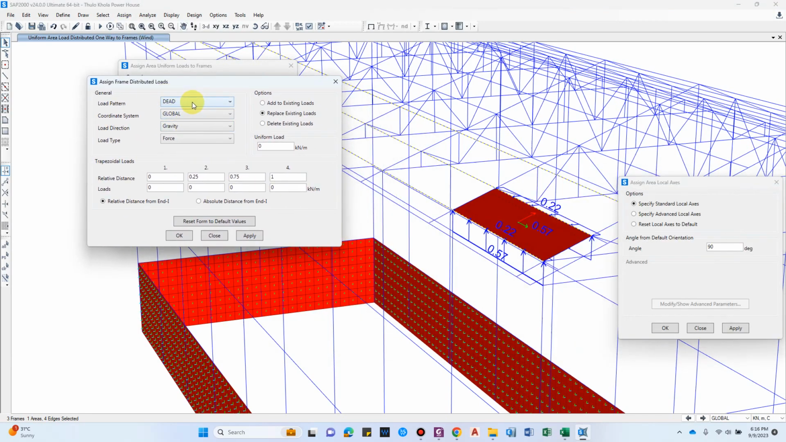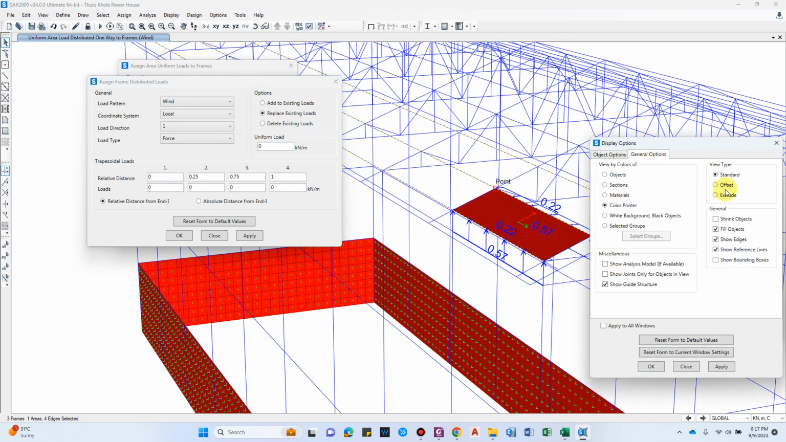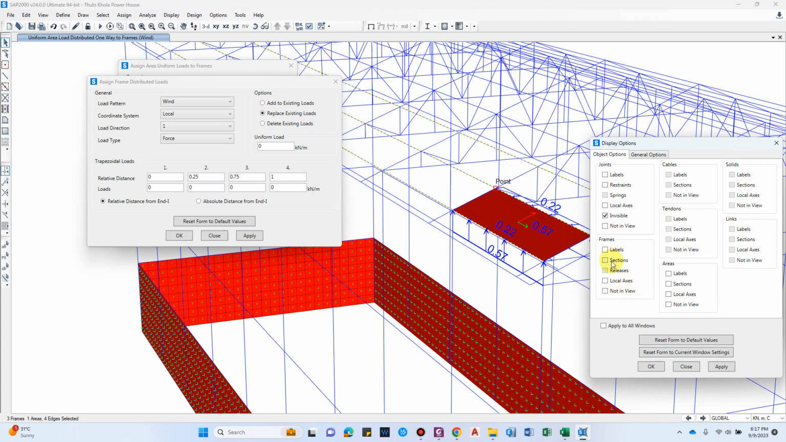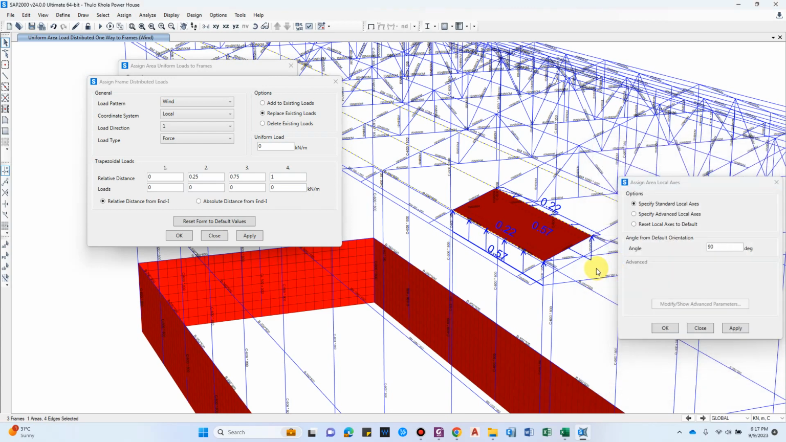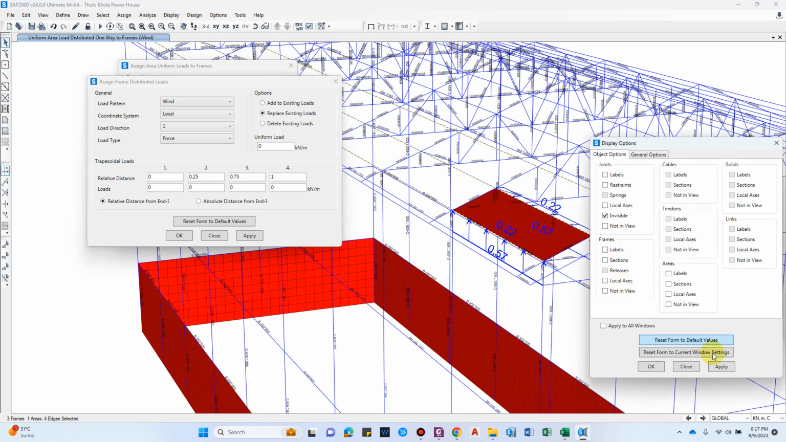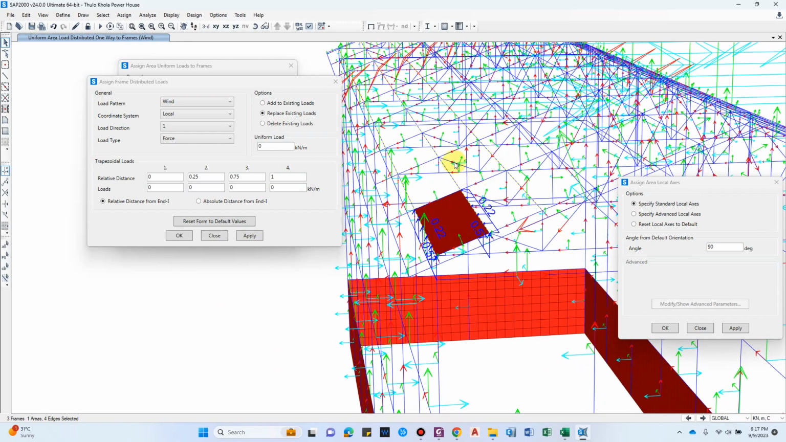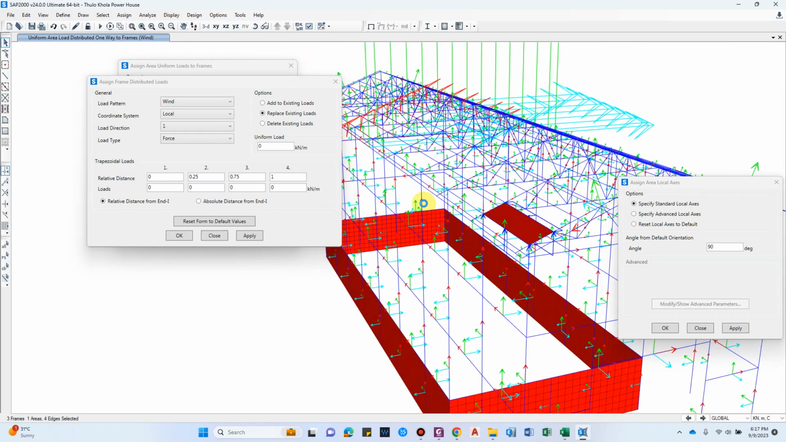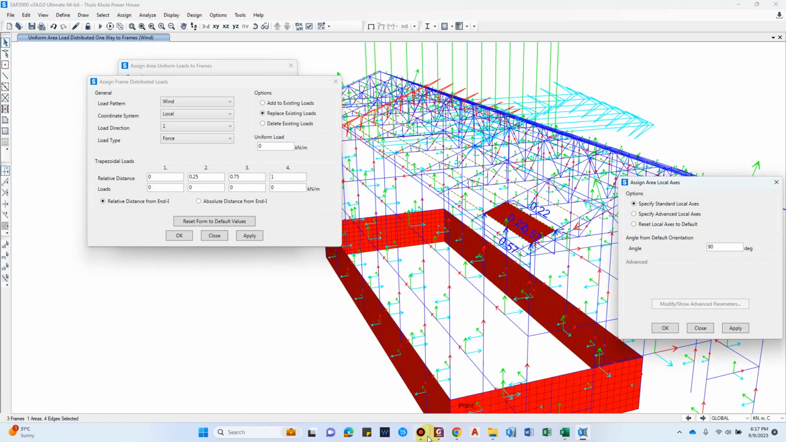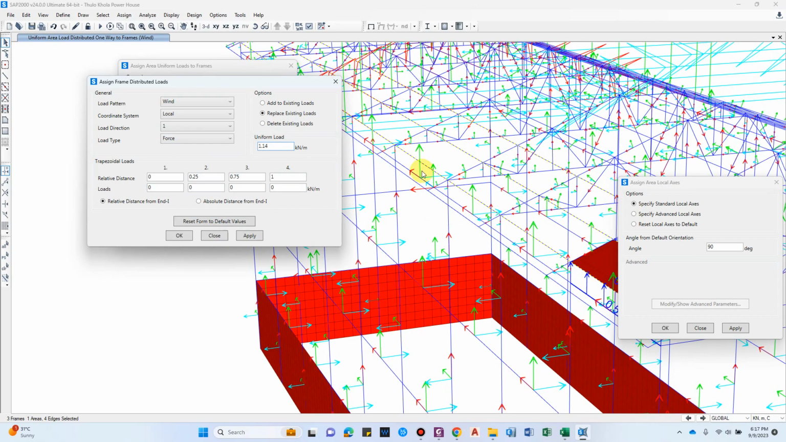distributed, and wind load. Make sure of the local axis, and for frame we generally apply in the direction 2. For area it was 3, for frame it is local axis 2. See the green one, local axis 2. Now the frame load is 1.14. So in the direction 2, it will be positive, that makes sense. Okay, apply.